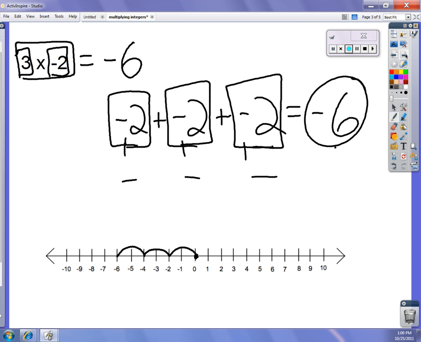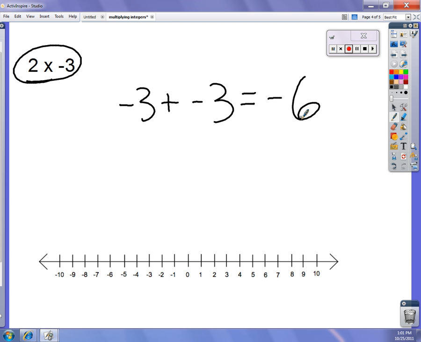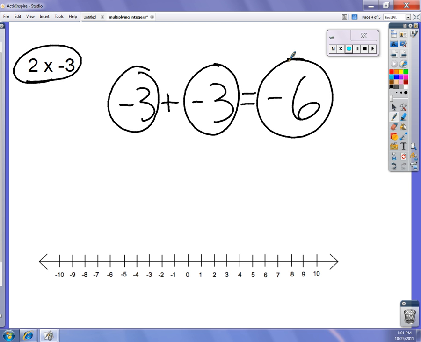We're going to do another problem. Since multiplication is commutative, we can do 2 times negative 3, which means 2 groups of negative 3 if we're doing repeated addition. Negative 3 plus negative 3 will still give us negative 6. If we owe somebody 3 and we owe somebody else 3, altogether we owe $6. If we start on the number line and we jump twice to the left, negative 3 each time, 1 jump, 2 jumps, we still get to our answer of negative 6.